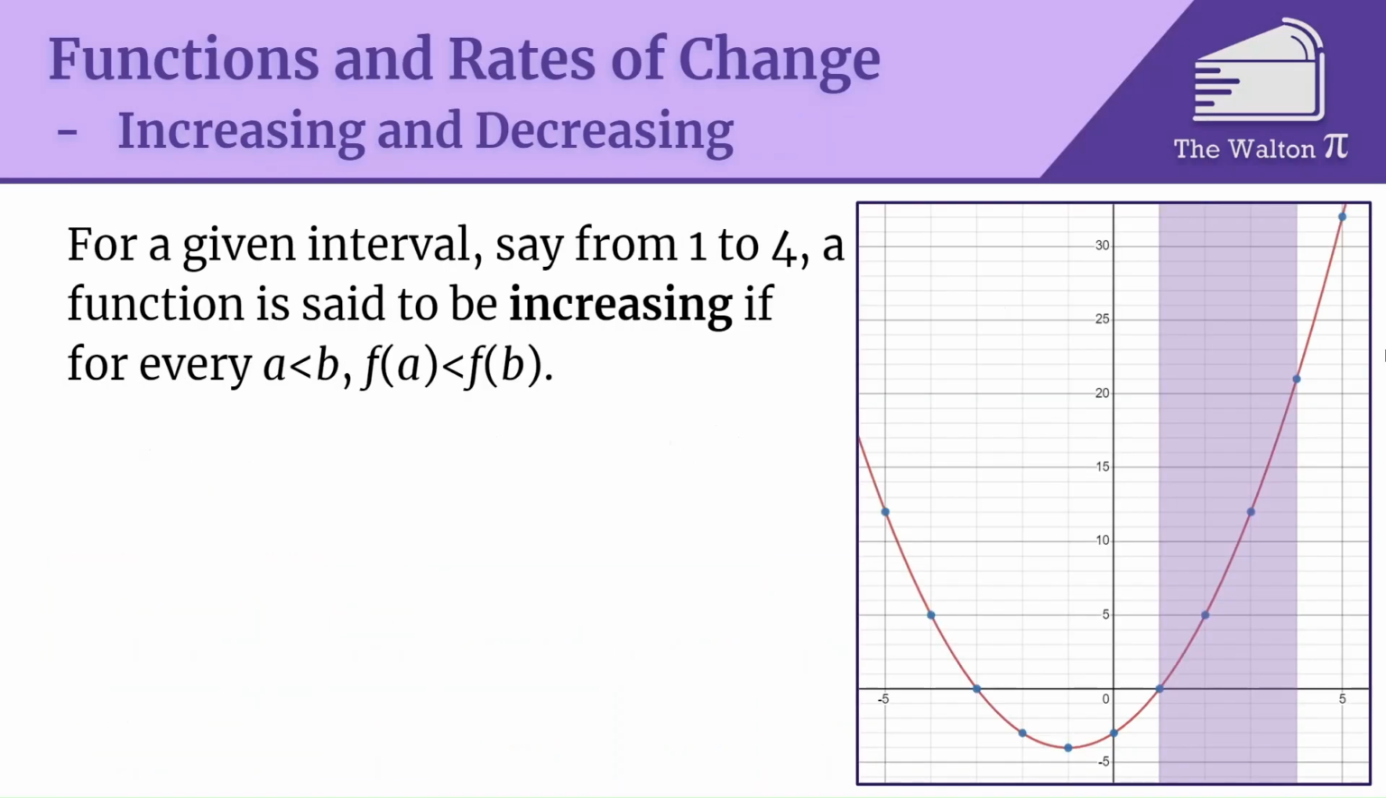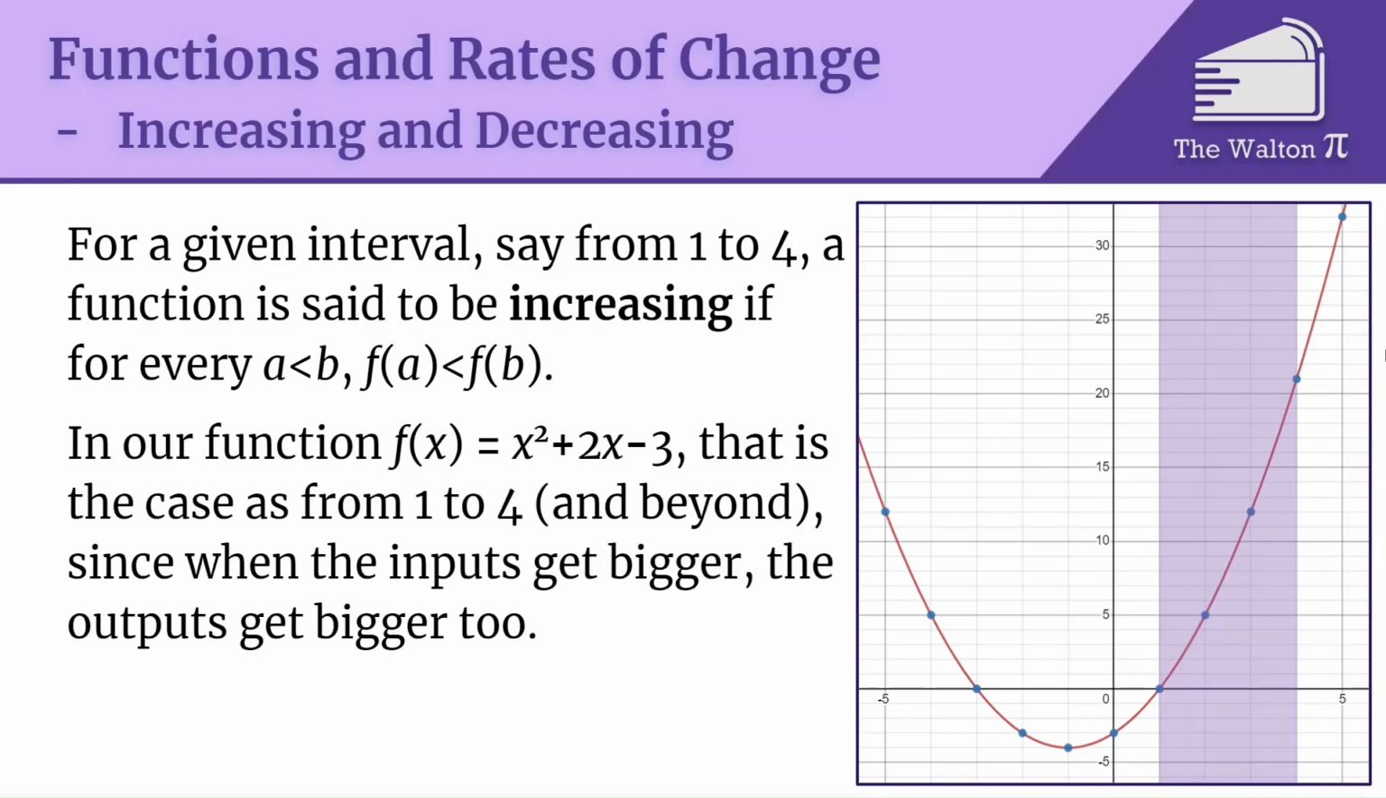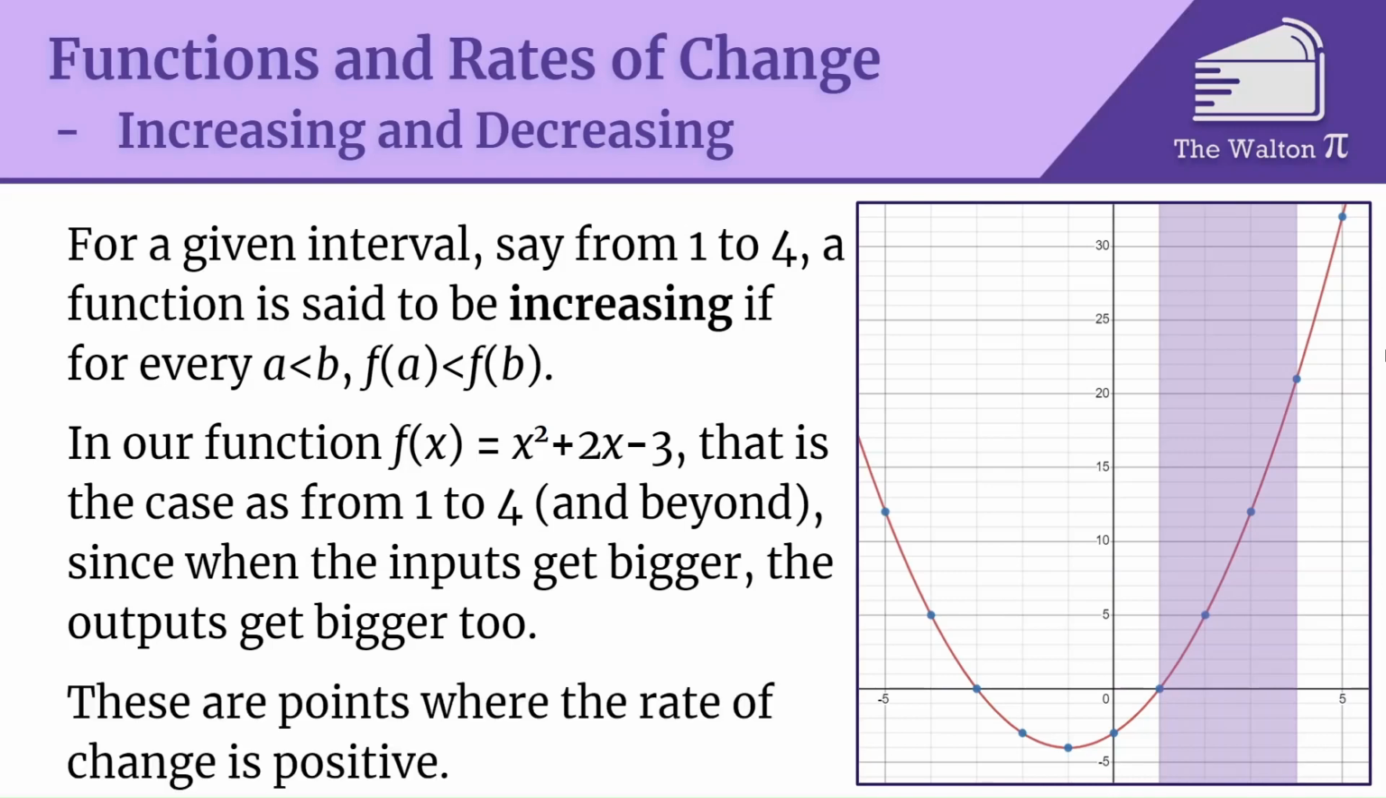Now, for a given interval, say from 1 to 4, we say that a function is increasing if for every a less than b, f of a is less than f of b. So here, in our function f of x is x squared plus 2x minus 3, that's the case from 1 to 4, and in regions outside of that. But in this region at least, where the inputs are getting bigger, the outputs are getting bigger too. So that means here the function is increasing. And these are all places where the rate of change at points are positive.